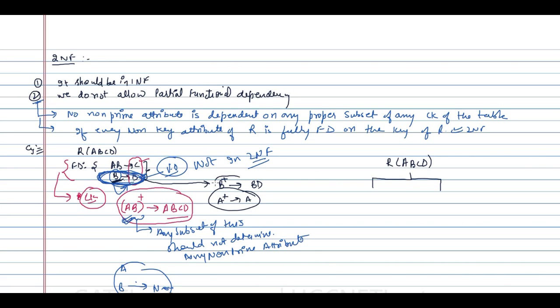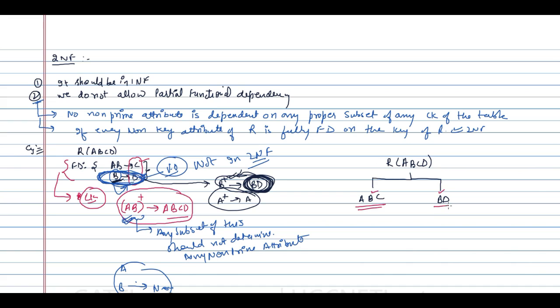Because B is a prime attribute, the relation is not in 2NF. So we make another table with the attributes coming in B closure, that is a table with BD, and the other table will contain the attributes A, B and C. B should be a common attribute in both the tables, and it should be a key attribute in at least one of the tables to make it a lossless decomposition.